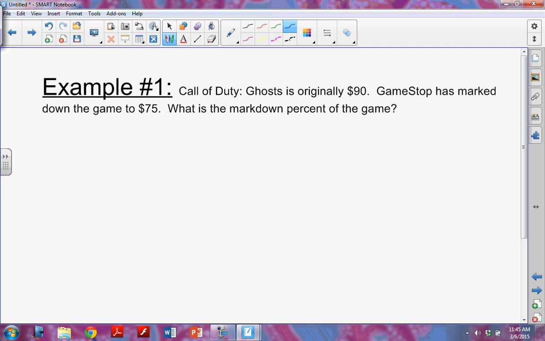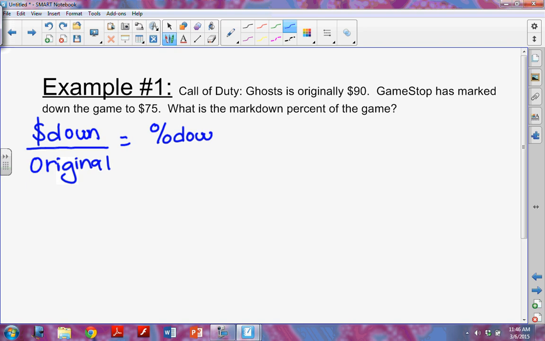So before I even read the problem, I'm going to go ahead and write my proportion. So I'm going to do the dollar that it's marked down over the original, over the original is equal to the percent that it's marked down over the 100%. So now let's read and circle or underline what we need.